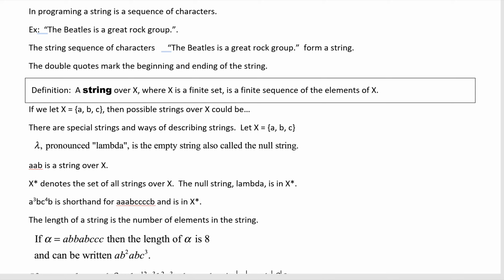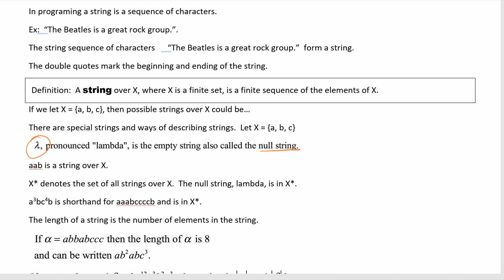Okay, so there are special strings and ways to describe these strings. Let X be the set {a, b, c}. This lambda is the empty string, also called the null string. Null string means nothing. It's like the empty set. Here we have the empty string, the string which has no letters, nothing there.